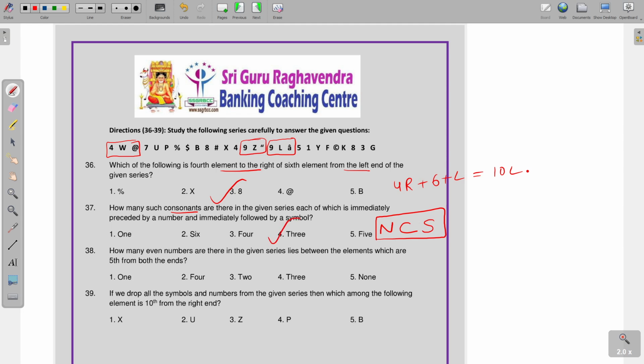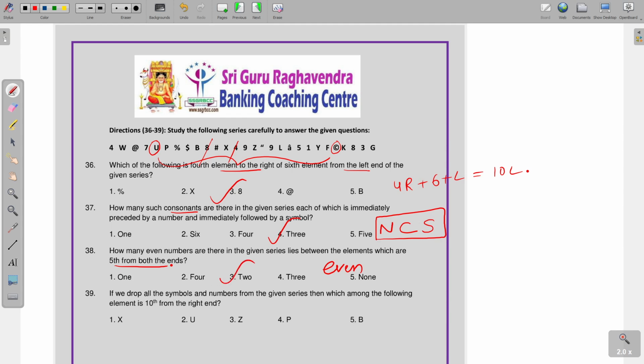How many even numbers are there in the given series that lie between the elements which are fifth from both ends? So we need to find the even numbers in the series. From where to where: 1, 2, 3, 4, 5 between U and 1, 2, 3, 4, 5 between copyright. We need to find the total even numbers between these two. So see, 1 and 2, only 2 numbers are there.